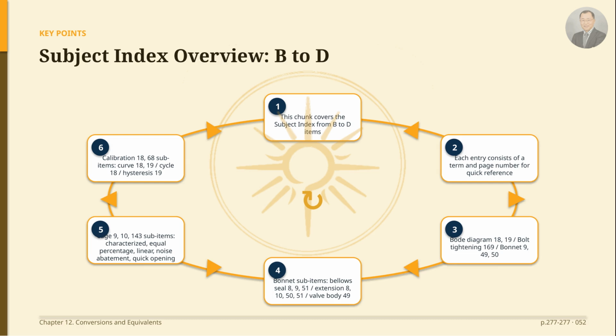This slide is part of the subject index at the end of the handbook, structured to help you quickly find the location of the main text by matching key terms with their corresponding pages. For example, the bow diagram can be found on pages 18 and 19, and bellows seals, a sub-item of the bonnet, are organized on pages 8, 9, and 51. The remaining items are structured in the same way, so please look up the necessary terms in alphabetical order and check the sub-items in detail to refer to the related content.